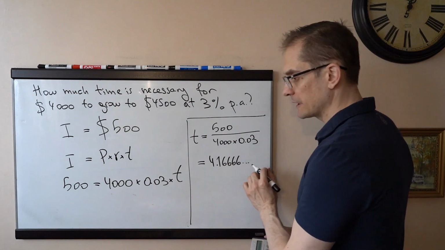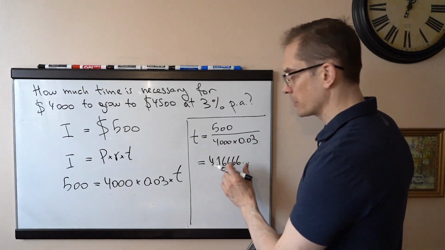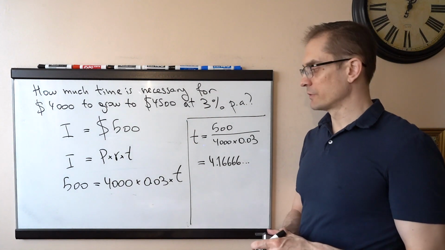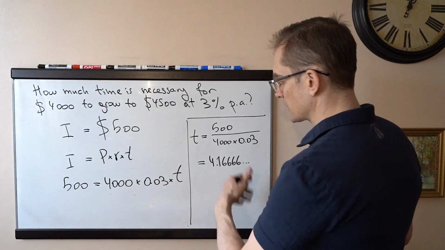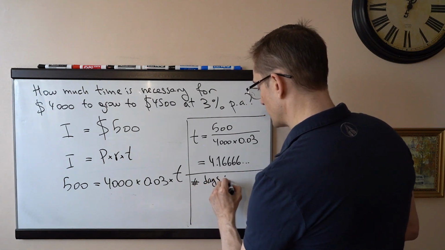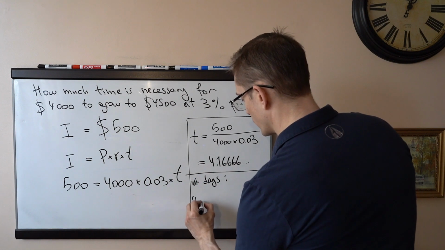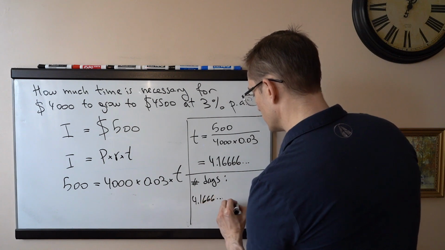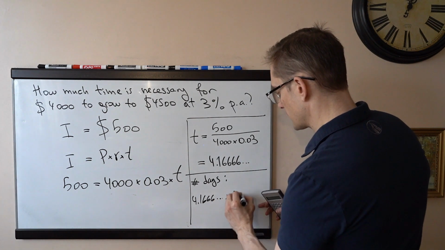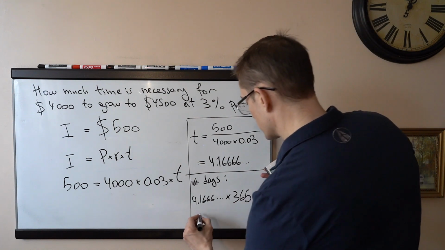Why do I keep as many decimals as possible? Because I still have to use this number to calculate maybe how many days or how many months and so on for this investment. Well, let's calculate, for example, number of days. All you need to do is take your 4.16666 and so on, whatever is stored in your calculator, and you will multiply by 365.